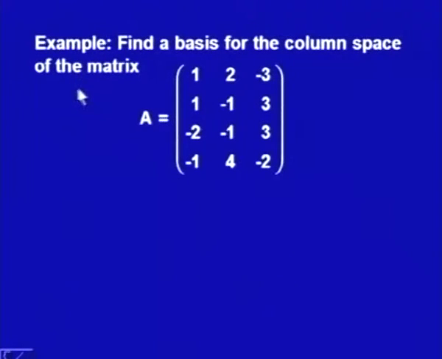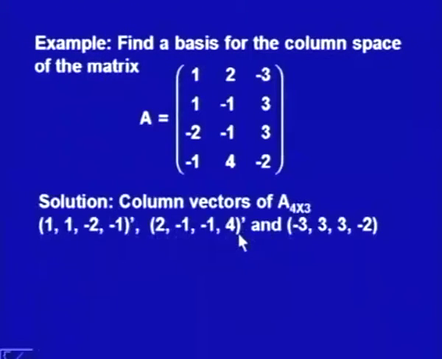I am just trying to illustrate what I have just described. We have a matrix with 4 rows and 3 columns, and we have to find the basis for the column space. This has 3 column vectors. The first vector is 1, 2, 1, 1, minus 2, minus 1. The second one is 2, minus 1, minus 1, 4, minus 3, 3, 3 and minus 2. This will generate a vector space. So, what will be its basis? Let us find out the basis for this matrix.